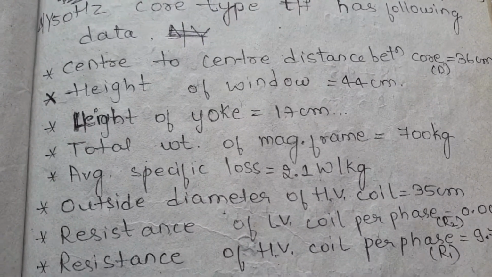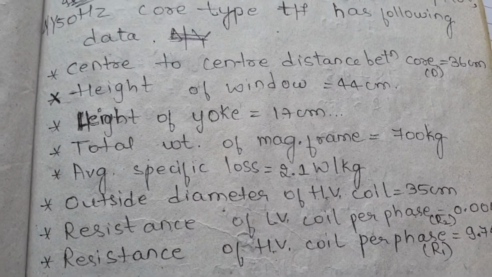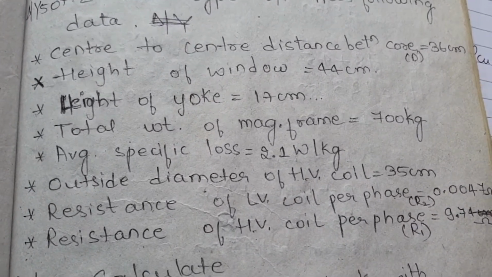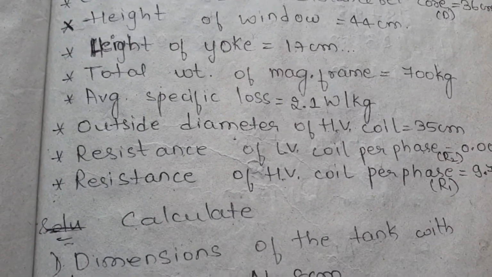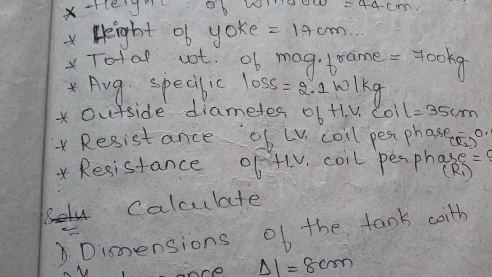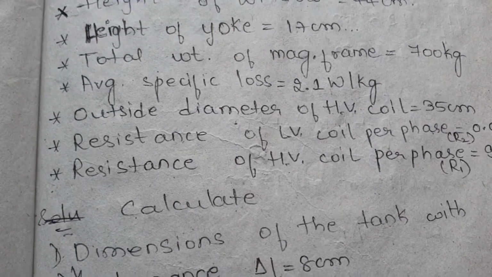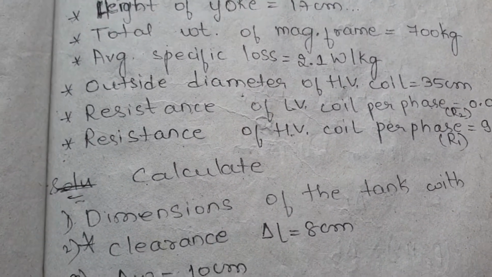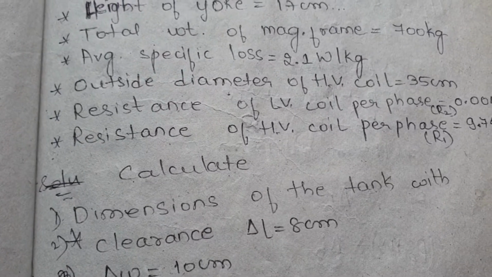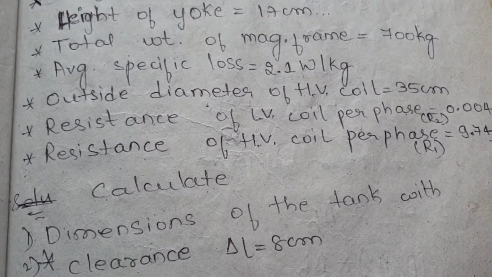Height of window 44 cm. Height of yoke 17 cm. Total weight of magnetic frame 700 kg. Average specific loss is equal to 2.1 watts per kg. Outside diameter of HV coil 35 cm.